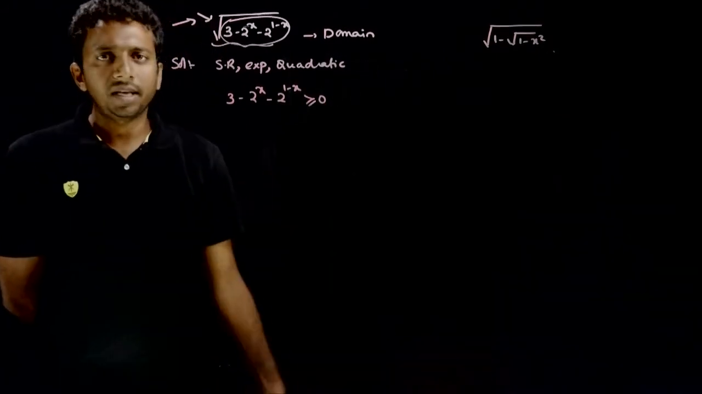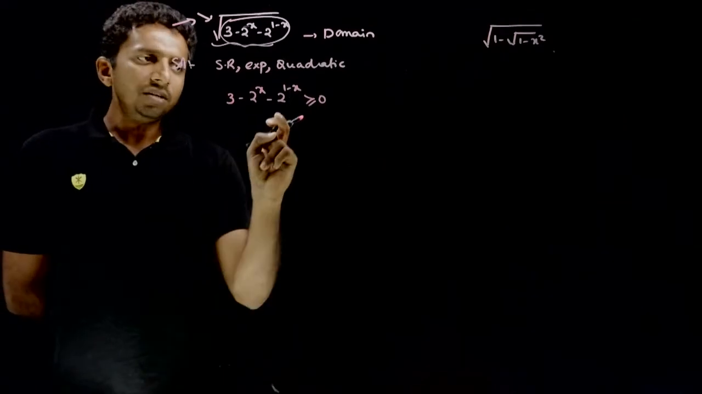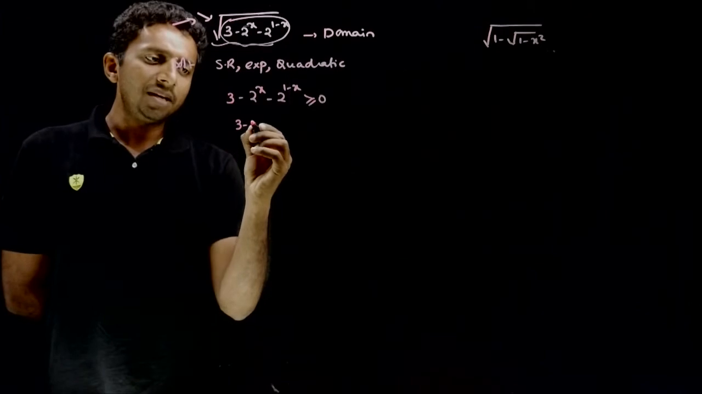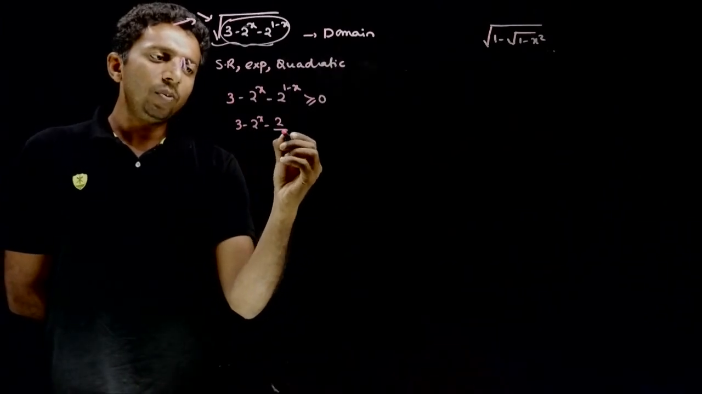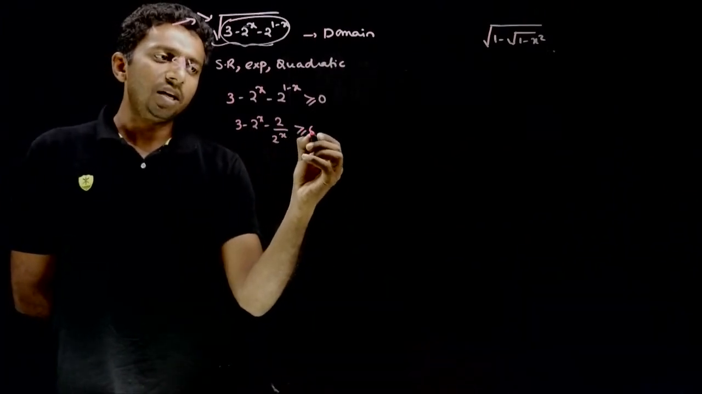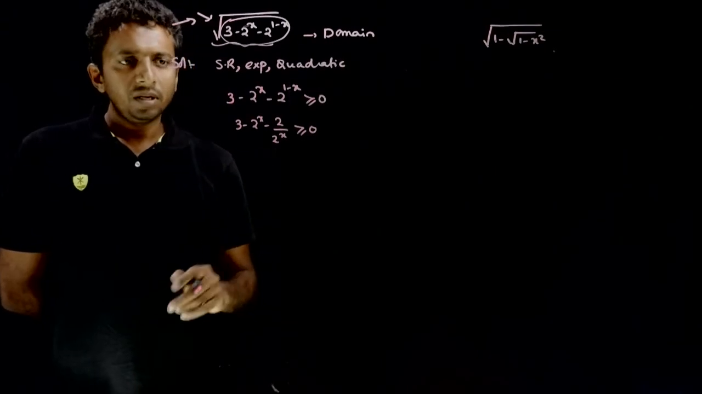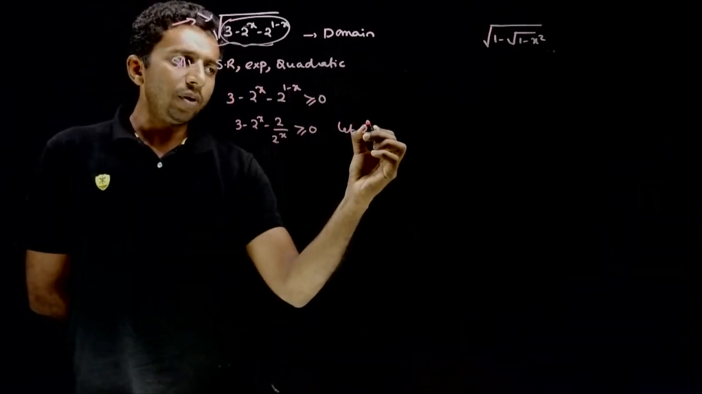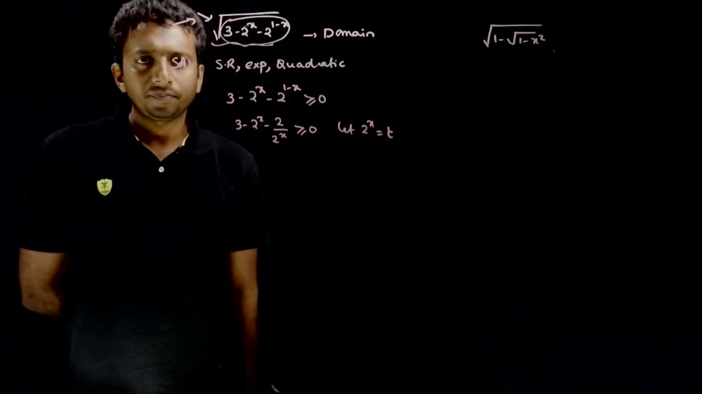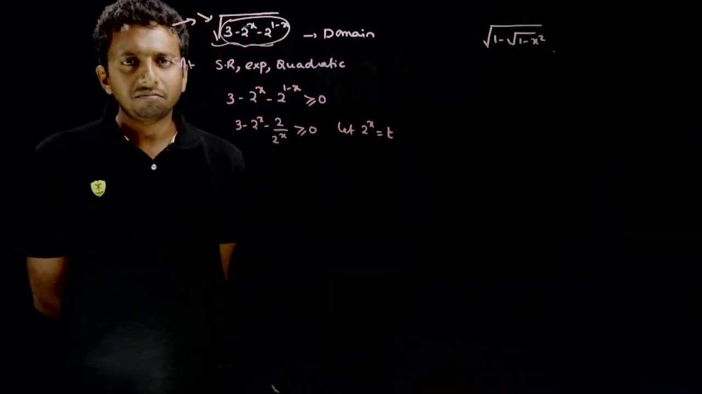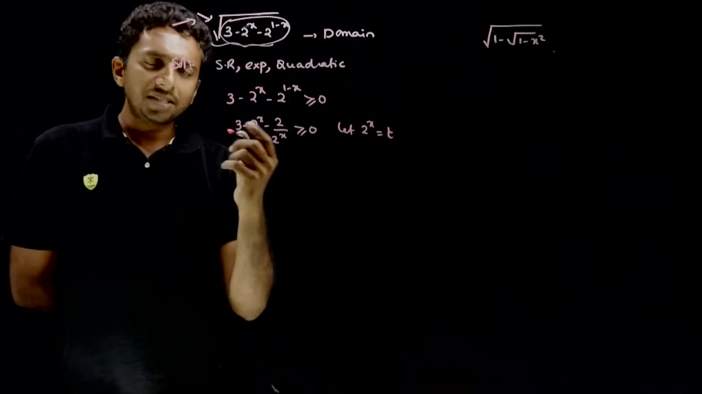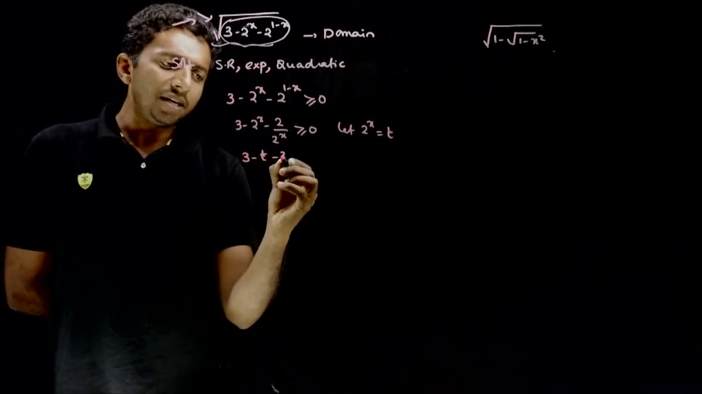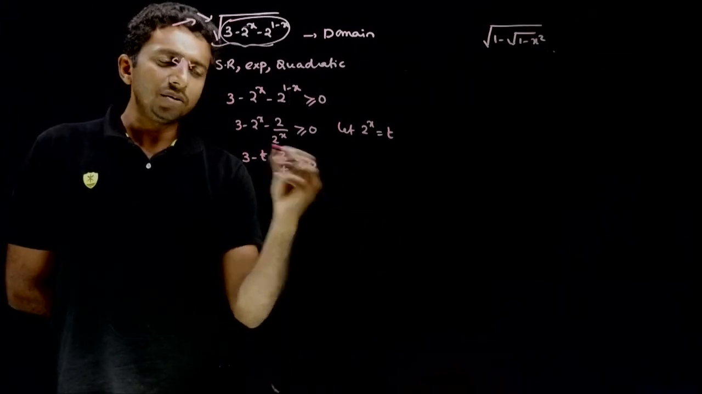Now let us go inside again. So थोड़ा simplify करेंगे. 2 power 1 minus x can be written as 2 by 2 power x. So 3 minus 2 power x minus 2 by 2 power x is greater than or equal to 0. So just to make it look nice, what we do is let 2 power x is equal to t, माने से देखने में it will be better. So let us take the LCM. So 3 minus t minus 2 by t is greater than or equal to 0.